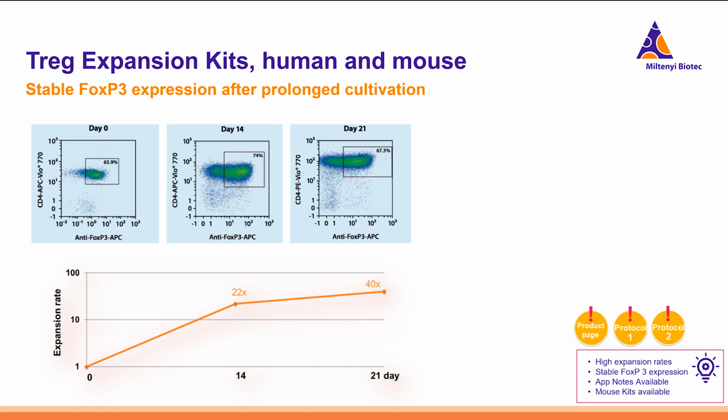As you can see in these dot plots, even after 20 days of expansion, the frequency of FoxP3 positive Tregs is very similar to the starting frequency. Again, please find the corresponding application notes and protocols on our website.